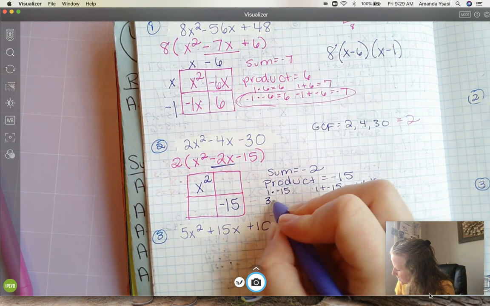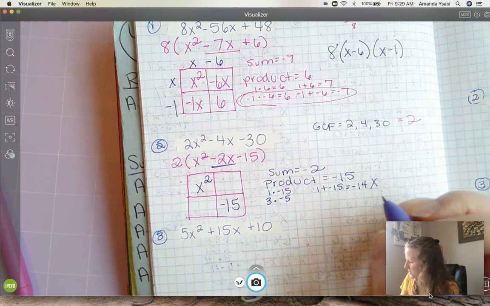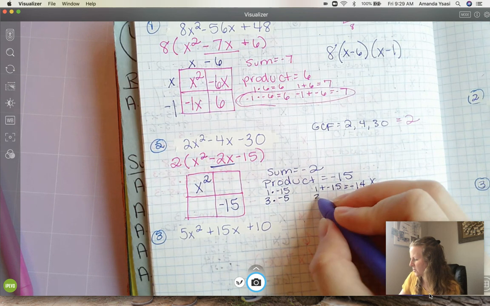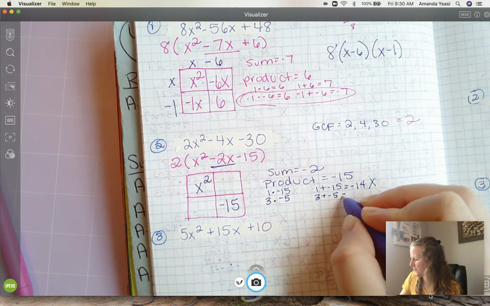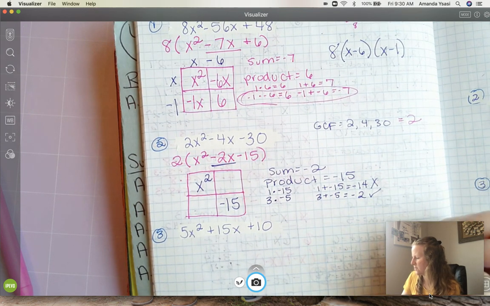3 times a negative 5 gets us negative 15. What is 3 plus negative 5? Negative 2. So that worked.